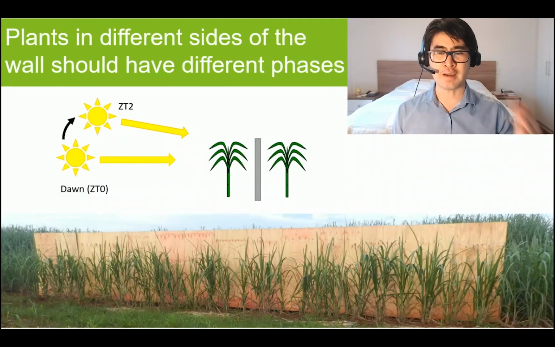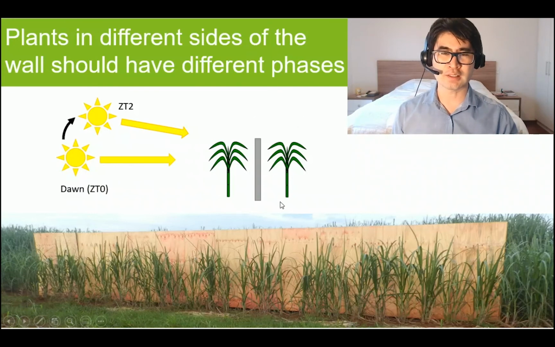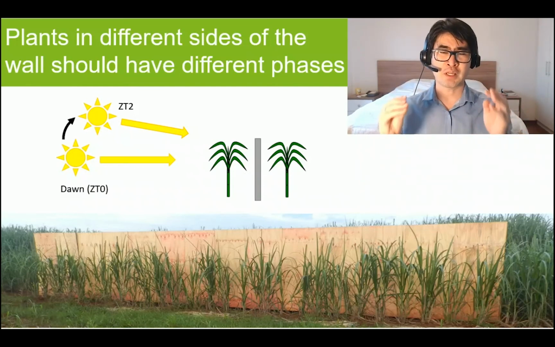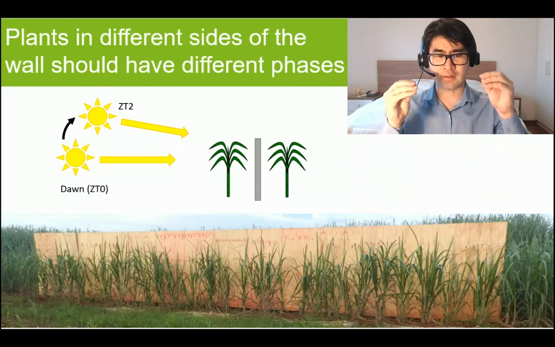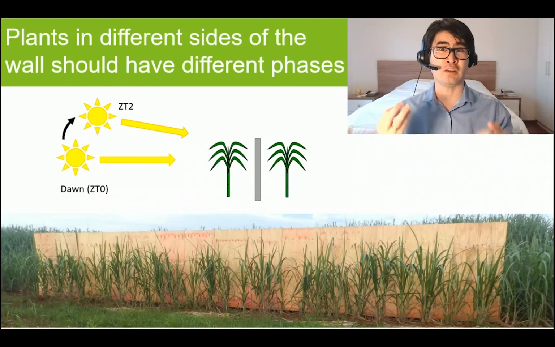And so finally we tested the rhythms of plants that are growing in one side of a wall and in the other side of the same wall. And this is a way to create an artificial barrier between the plants, because we wanted to show that this is just shading and not a shading avoidance response between the plants.